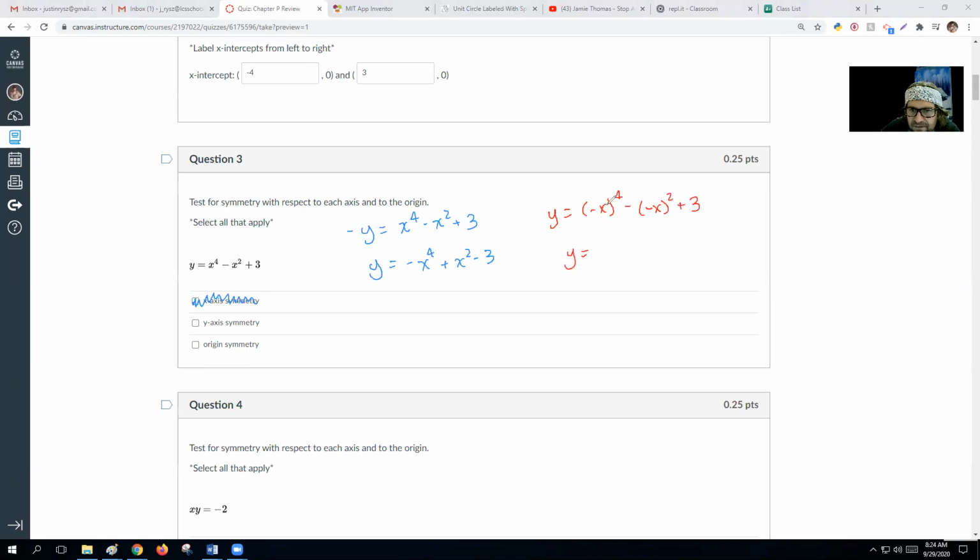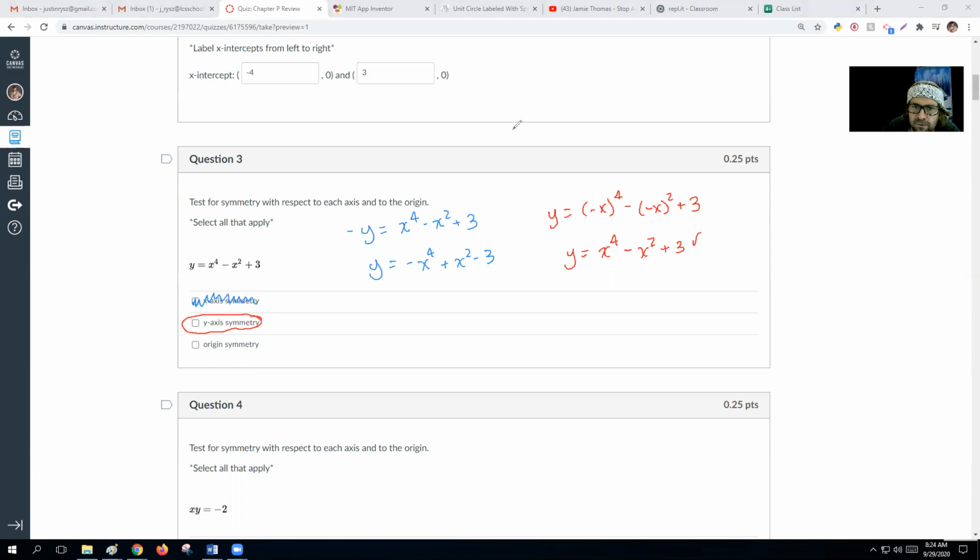And if I do simplify that, if I have a negative x to the fourth, that just becomes a positive x to the fourth. And this would become a positive and then negative, so a negative x squared and then plus 3. So this is actually the same thing that we started with. So it is y-axis symmetry.